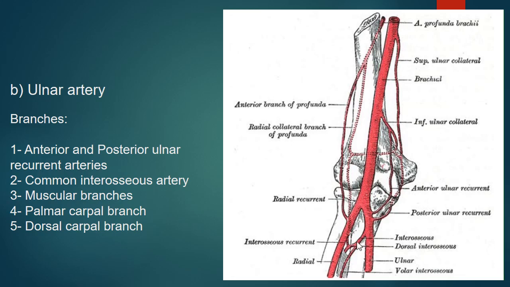This artery passes backwards to reach the upper border of interosseous membrane, where it divides into two further branches, which are termed anterior and posterior interosseous arteries. This is the anterior interosseous artery, which travels just anterior to the interosseous membrane, and this one is the posterior interosseous artery, which passes posterior to the interosseous membrane. Let's talk about these arteries in detail individually.